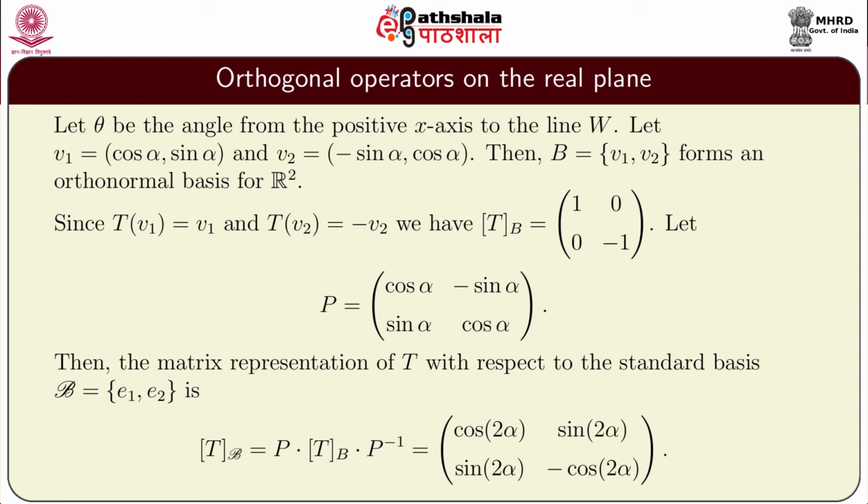where this second B' is that basis consisting of V1, V2, and that is equal to the 2 cross 2 matrix whose first row is cosine 2 alpha, sine 2 alpha, and the second row is sine 2 alpha, minus cosine 2 alpha. This therefore gives the matrix representation of the reflection operator with respect to the standard basis of R2.